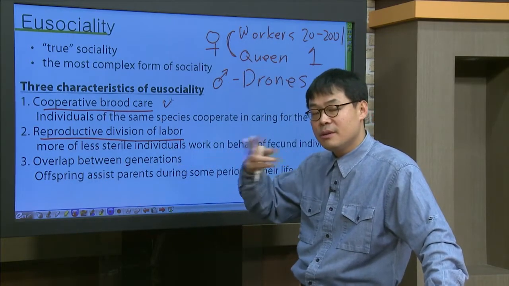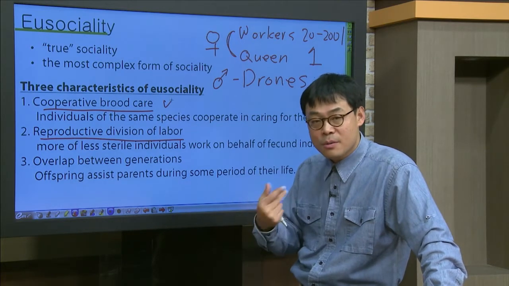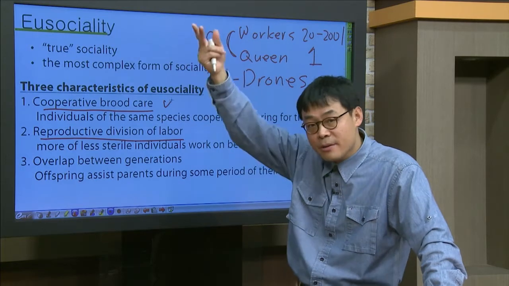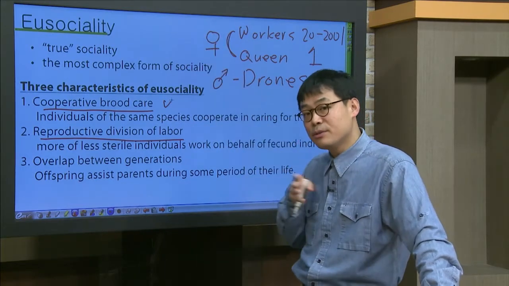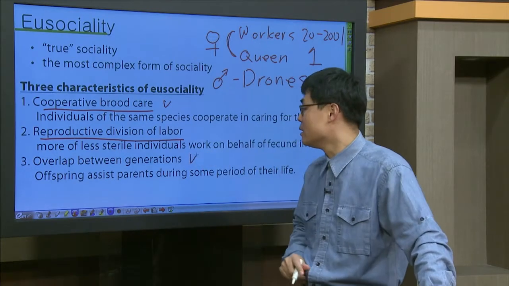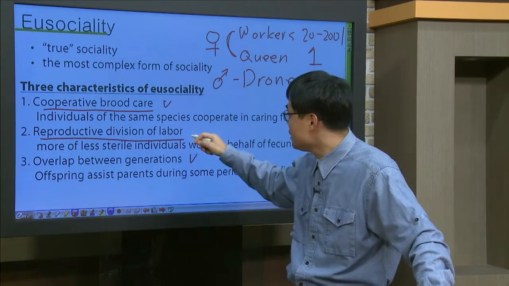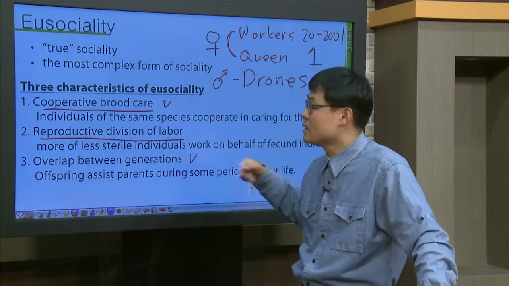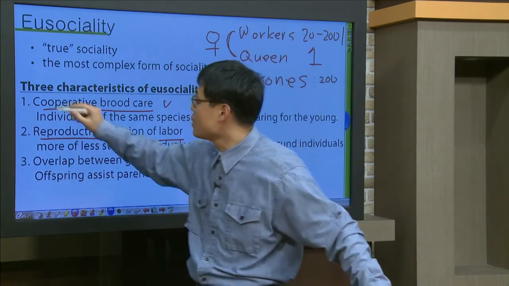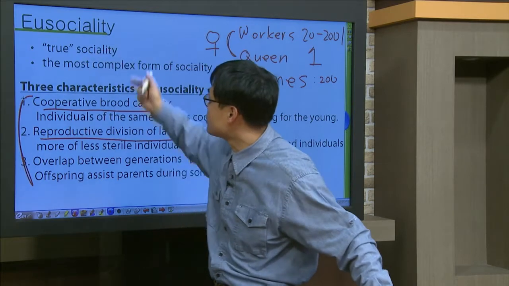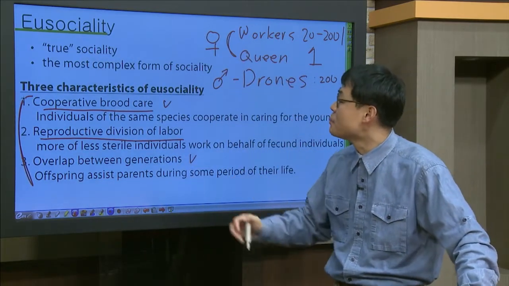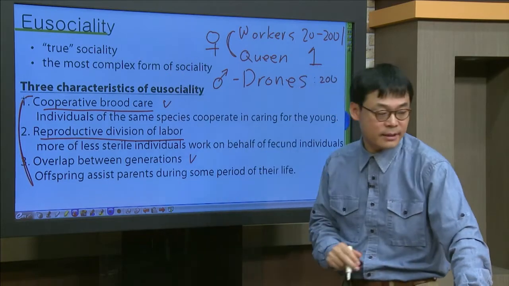And if you go to your home, you have your parents and you, sometimes your grandparents, sometimes your daughter, they live together. That's the overlap of generation. That is also exhibited in humans. But this second characteristic is only exhibited in eusocial societies. If you have all three characteristics, it's called eusocial. That's the most complex form of sociality.